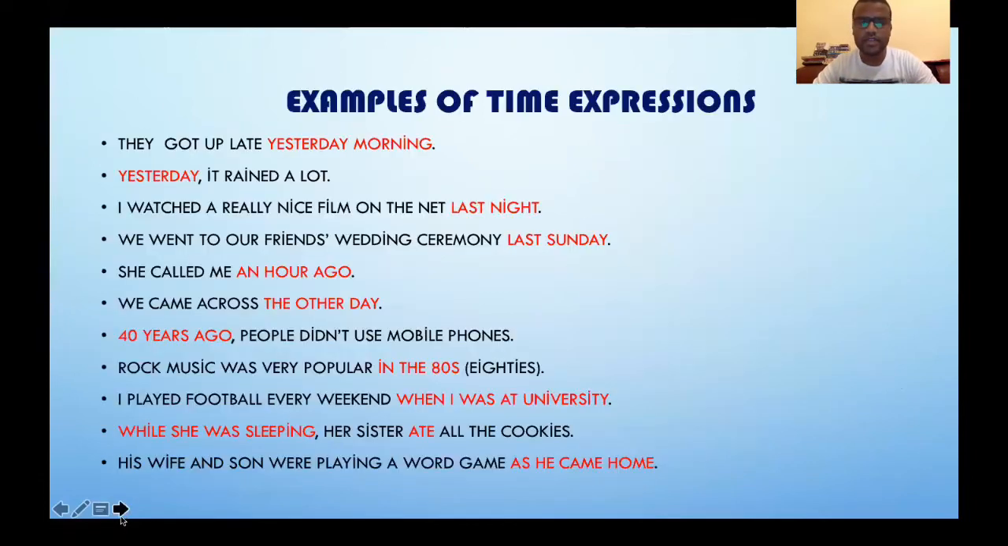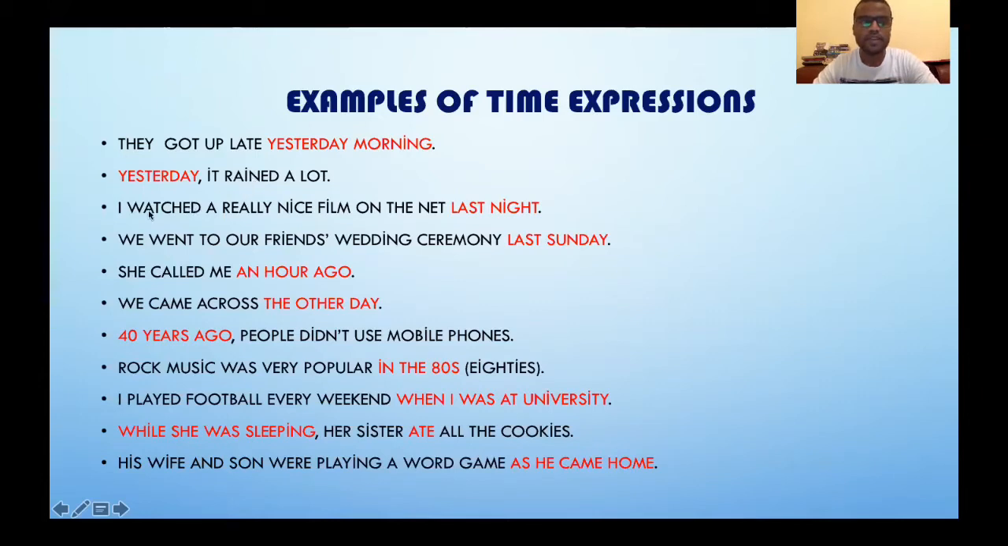So here we have some example sentences with time expressions that refer to the simple past. We can say, "They got up late yesterday morning." Or, "Yesterday it rained a lot." If you notice here, we conjugate the verb in the simple past. "They got up" comes from the infinitive "get up", and "it rained" from the verb "rain".